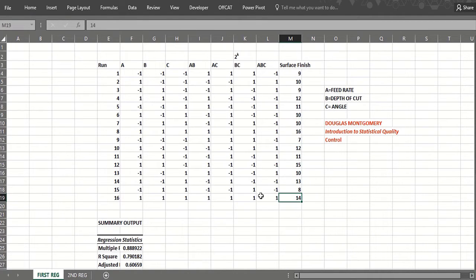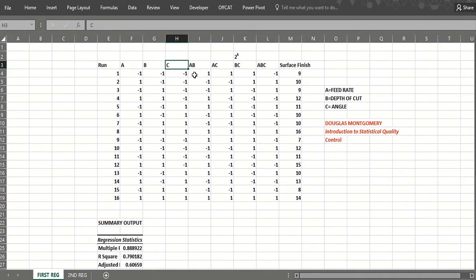Okay, and so basically we could use multiple regression, which we've studied, to predict the surface finish. You don't want to just use the A, B, and C values. You want to talk about interactions. In other words, the effect of the feed rate may depend on the depth of the cut, etc. That's a two-way interaction. And you might even look at a three-way interaction, like the value of the two-way interaction may depend on the value of the third factor.